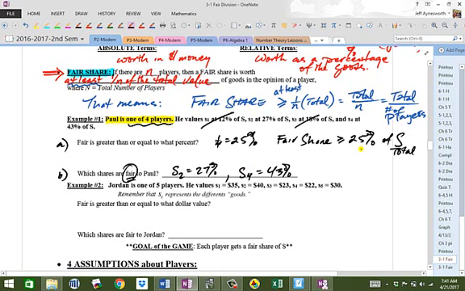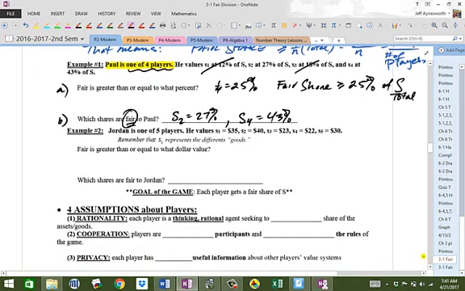Now, example 2 is slightly different. These are not percentages. Here in this case, Jordan is 1 out of 5 players. Okay, so that's important. Let's highlight that too. So he's 1 out of 5 players. Now, he values S1 at $35. This is not a percent. S2 at $40 and S3 at $23 and S4 at $22 and S5 at $30.